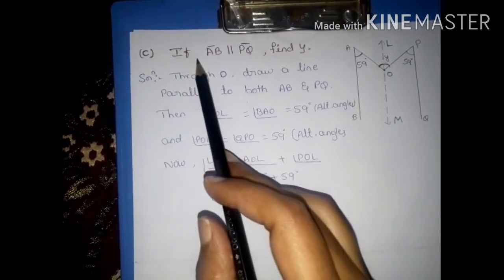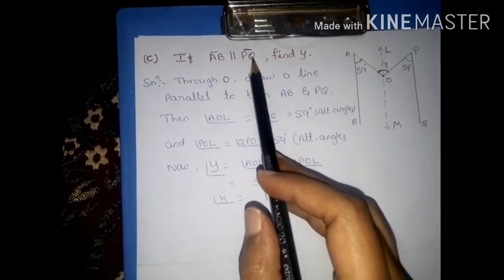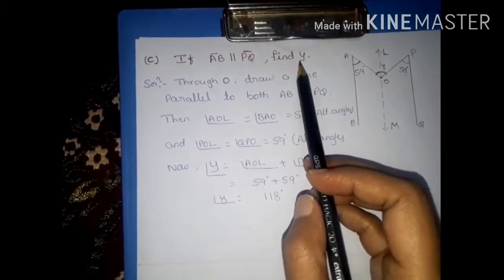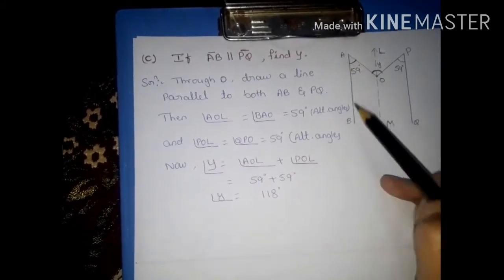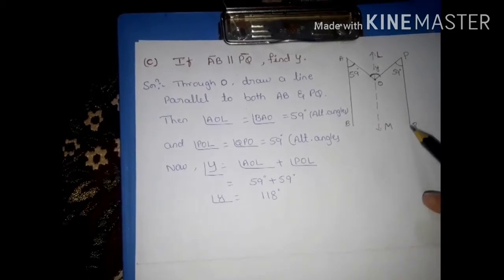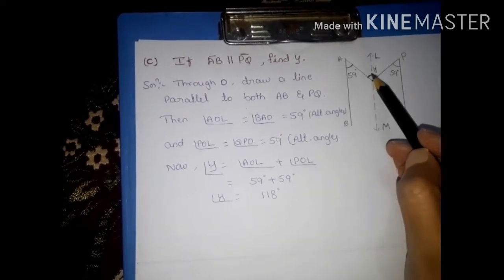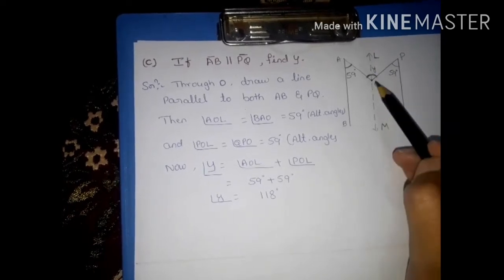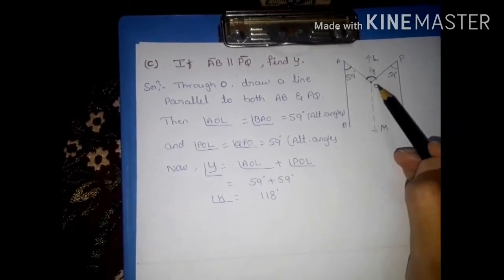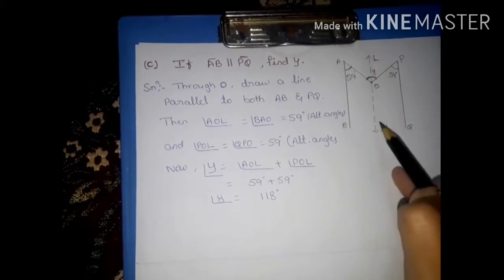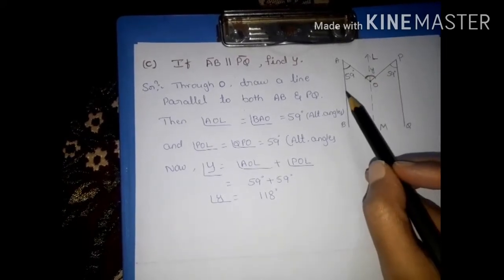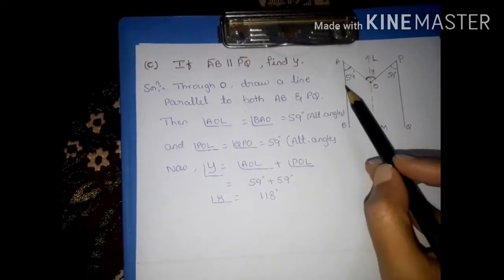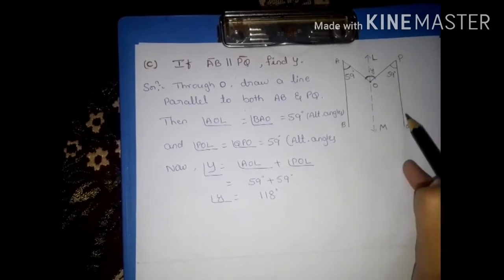C question. If AB line is parallel to PQ line, find Y. In the figure, AB line is parallel to PQ, given. You have to find this angle Y. This complete angle you have to find. To find this angle, consider this point as O and draw a line which is parallel to both AB and PQ.